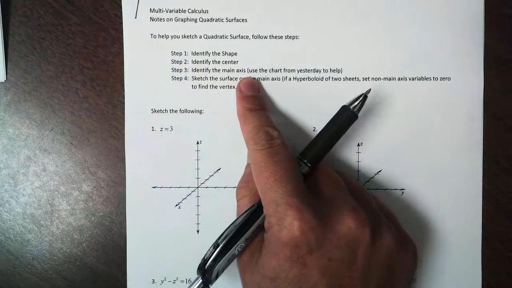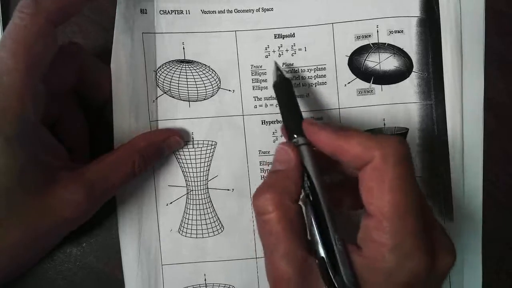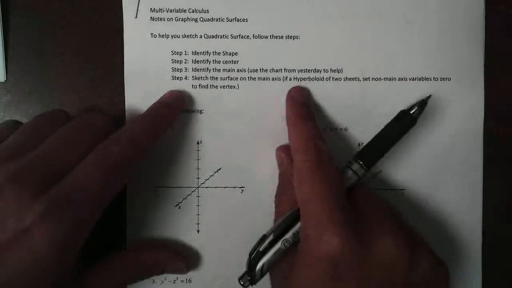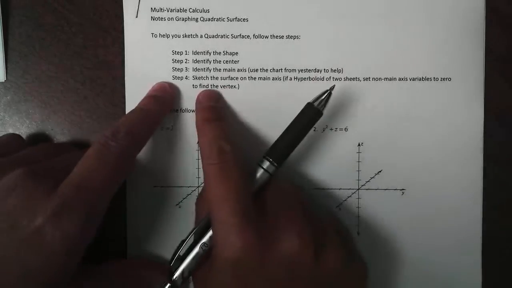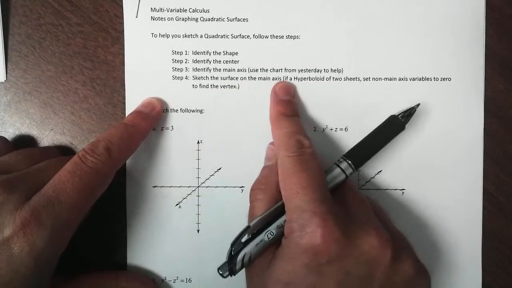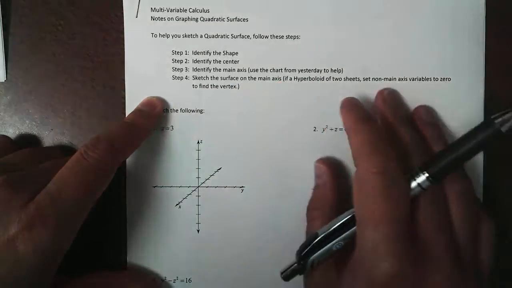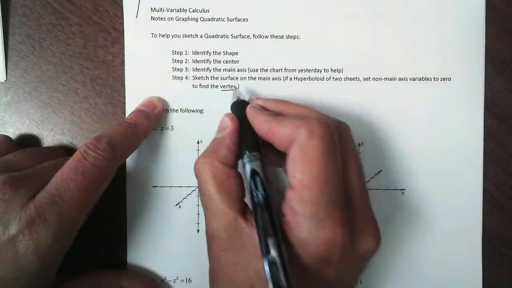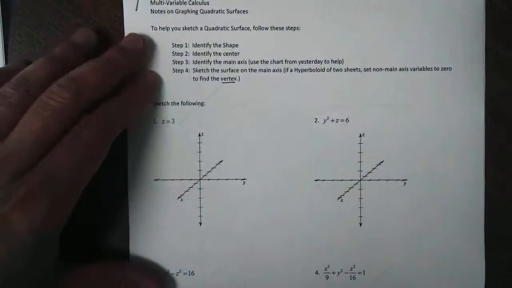This is that chart that we looked at yesterday. You can look at my previous notes. Take a look at it. We have the equation that talks about our main axes here. We'll talk about the hint on that in just a minute. Next, sketch the surface on the main axis. If a hyperboloid is two sheets, we just want to identify where the vertex is. We'll talk about that in just a few moments.